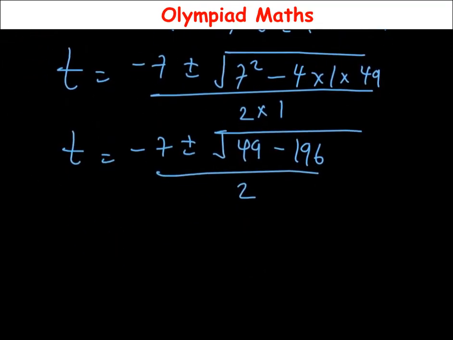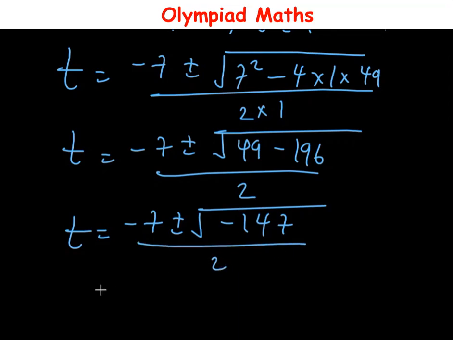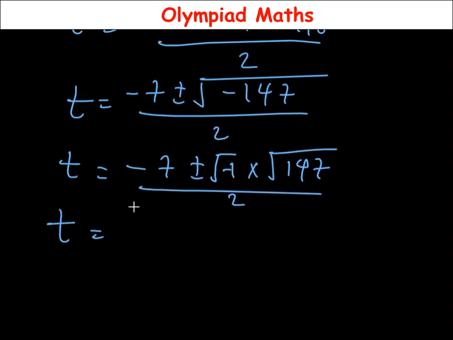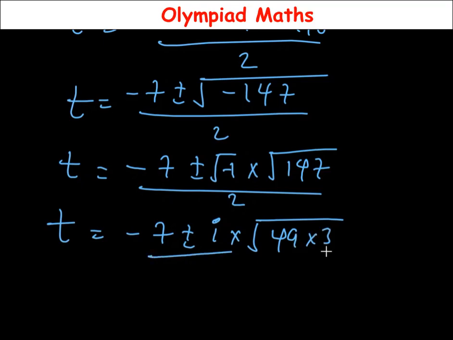So solving this, the value of t is equal to minus 7 plus or minus square root of 49 minus 196, which is minus 147, and with this, all over 2. So that t is equal to minus 7 plus or minus, now we can write root of minus 147 as root of minus 1 times root of 147, all over 2. So from here, the value of t is equal to minus 7 plus or minus root of minus 1, which is i, times, we can express root 147 as root 49 times 3, all over 2.